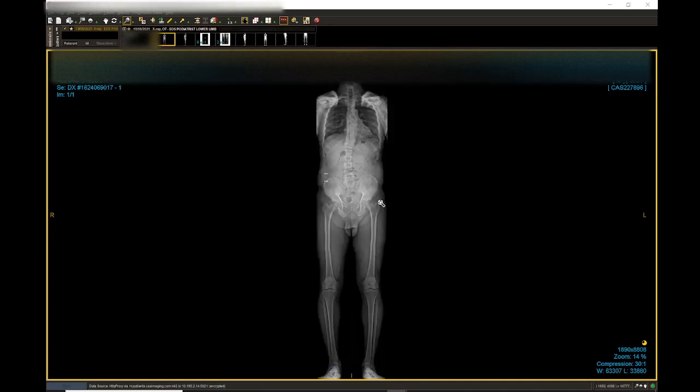Okay, so we're going to look at EOS scan, which will scan from the head all the way down to the feet. It is a very low dose X-ray, and it was designed for people to have constant X-rays without the amount of radiation exposure. But in saying that, it gives great detail.